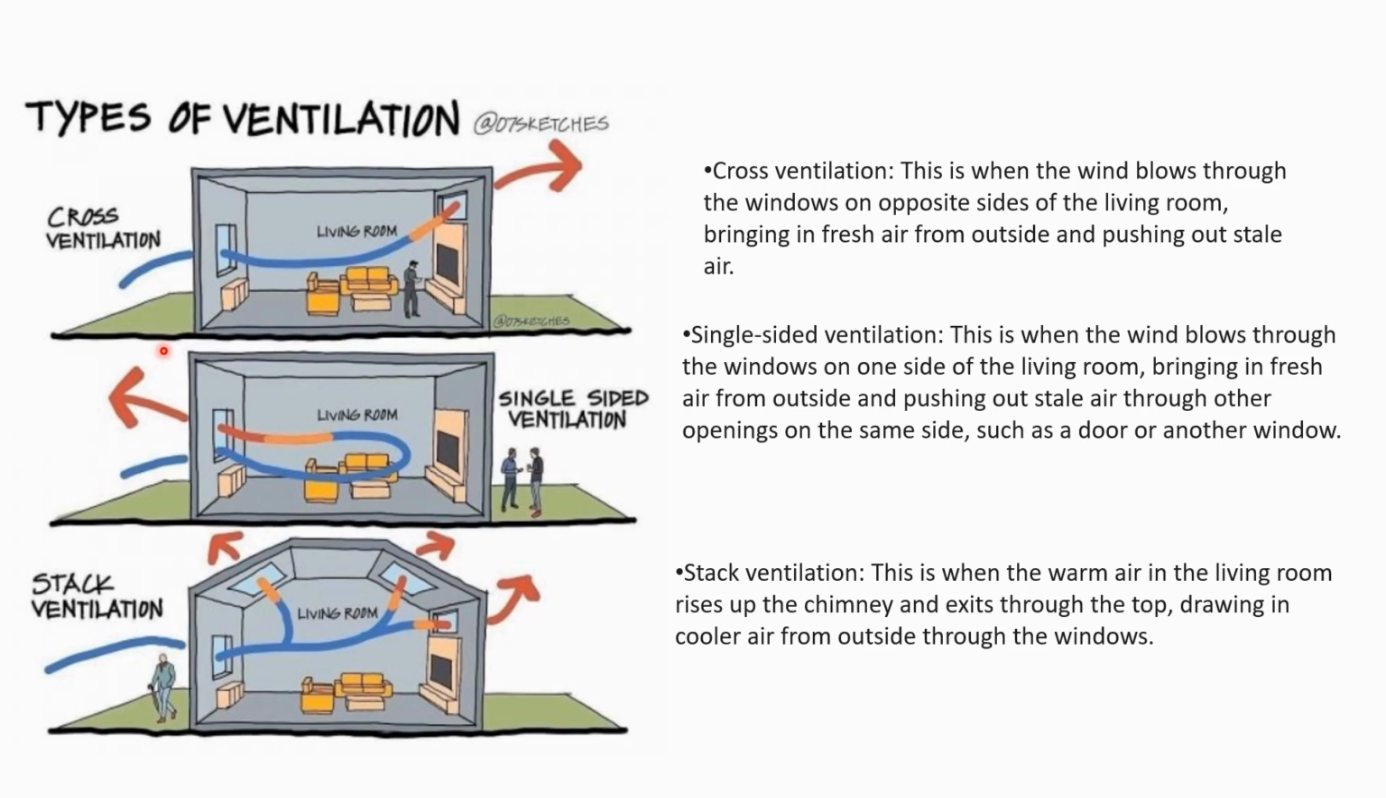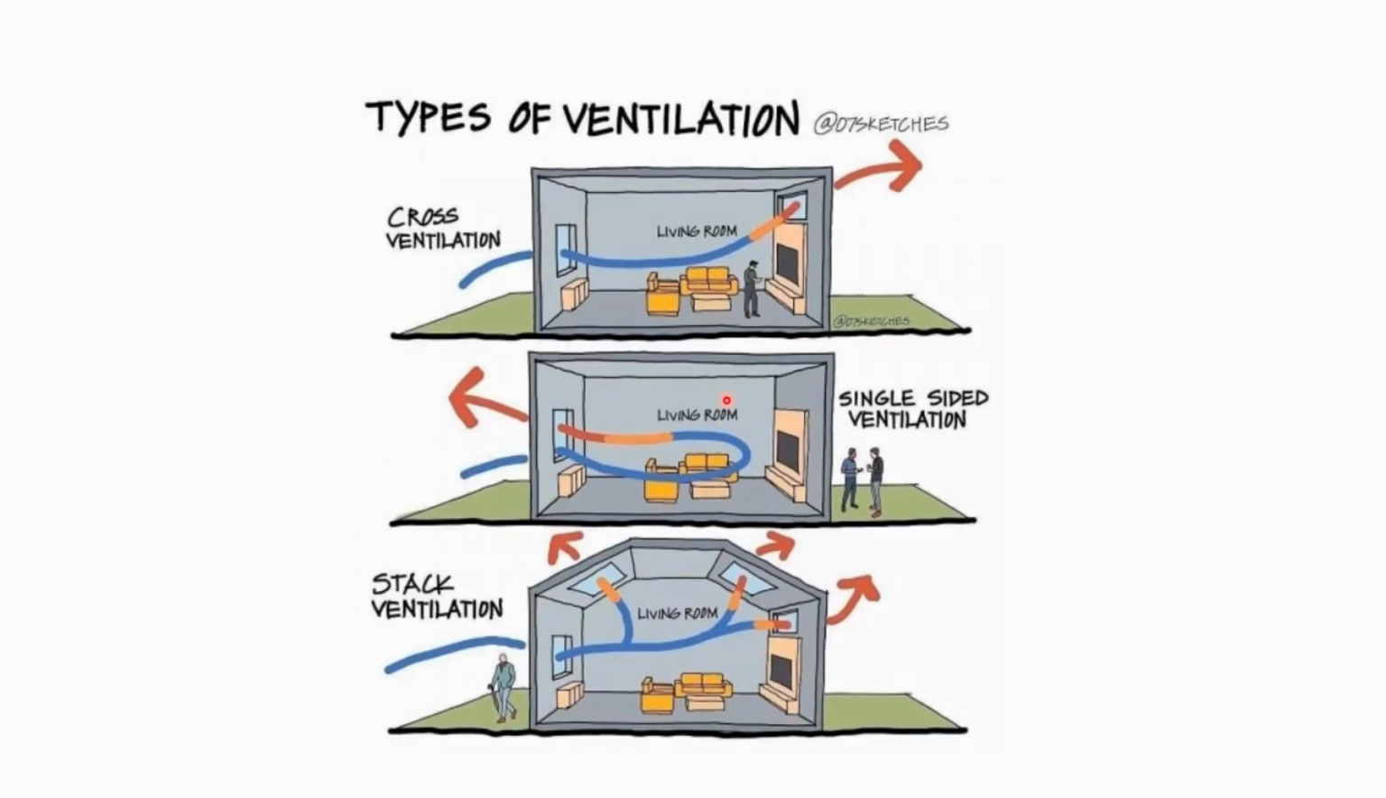And here at the bottom, we have stack ventilation. This is when the warm air in the living room rises up to the chimney and exits at the top, drawing in cooler air from the outside through the window. Again, when we use the natural airflow wisely, it is a very important aspect of eco-friendly building. It helps to save energy and keeps people comfortable.